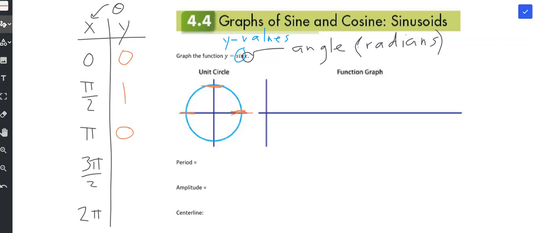You just got to keep in mind, I'm not asking about x's because people get x's and y's confused in their mind pretty quickly. That's why I keep drawing a little horizontal line. When we get down to the bottom at 3 pi over 2, what is the y value? Negative 1. Good answers, everybody. And then when we get back to 2 pi, yes, we are back to 0. Okay, so let's graph this out. 0, 0.